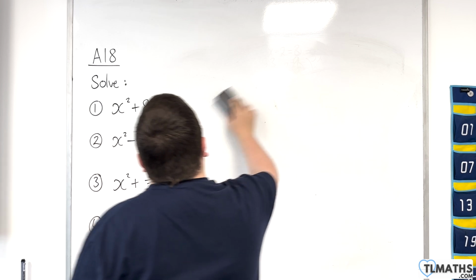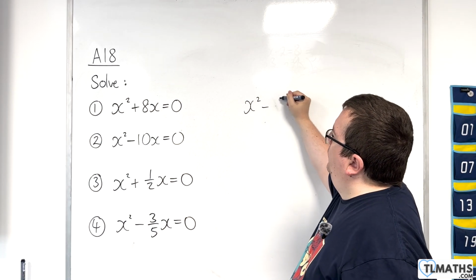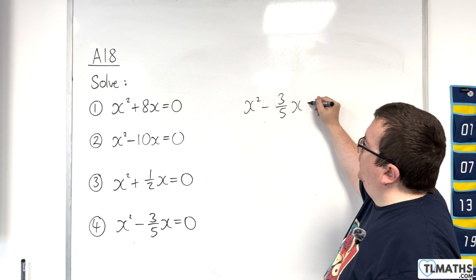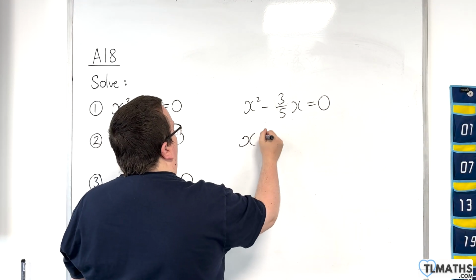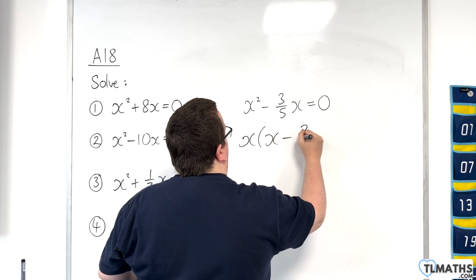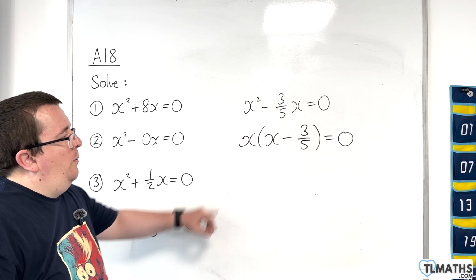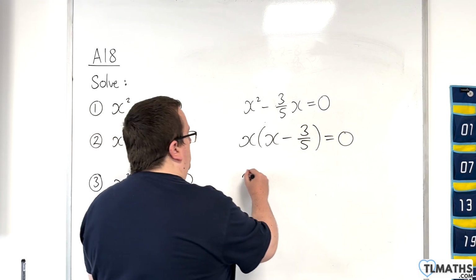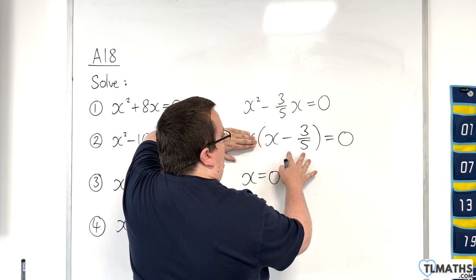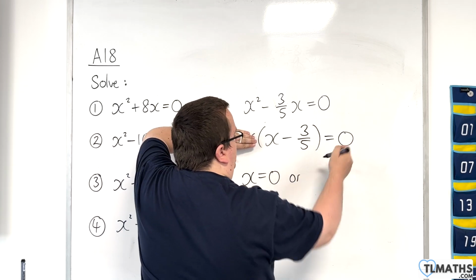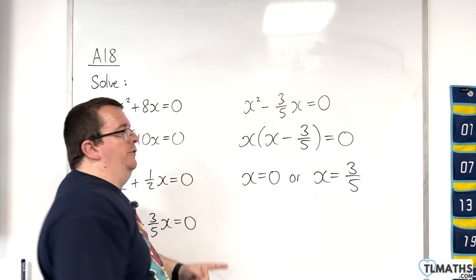And so the last one, x squared take away 3/5 x is equal to 0. Both terms have an x involved, so let's factor the x out of a single bracket, like so. And so either the x is 0 or x is equal to 3/5, adding 3/5 to both sides. And there are two solutions.